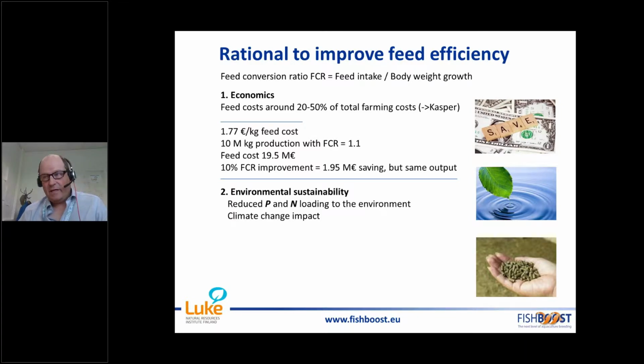The second essential thing is environmental sustainability. Improved efficiency means a reduced amount of phosphorus and nitrogen, so nutrient loading to the environment, because from the feed, less goes to the water and more is attached to the fish through growth. It has also been shown that resource efficiency has a climate change impact, so that we reduce the impact on climate change when the food production system is more efficient.